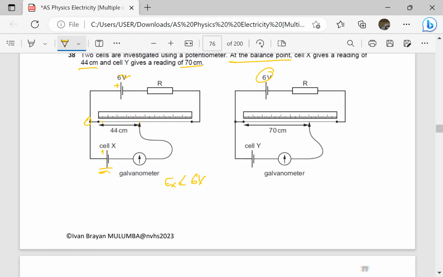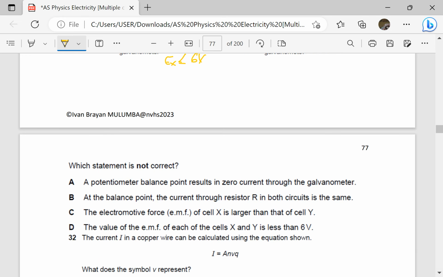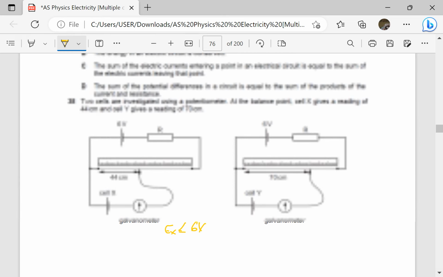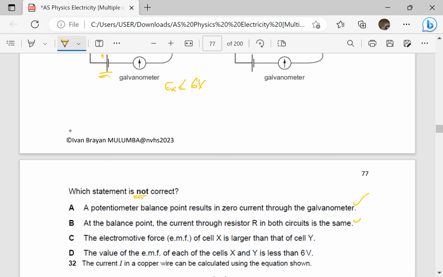Let's see the question now. Which statement is not correct? A potentiometer balance point results in zero current through the galvanometer. That is true. If there is balance, the current through the galvanometer is zero. At balance point, the current through resistor R in both circuits is the same. Yes, because the current through the galvanometer is zero, the current through R in both will be the same at balance point. So that is also true.